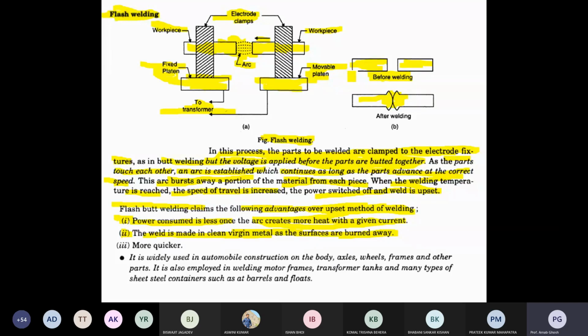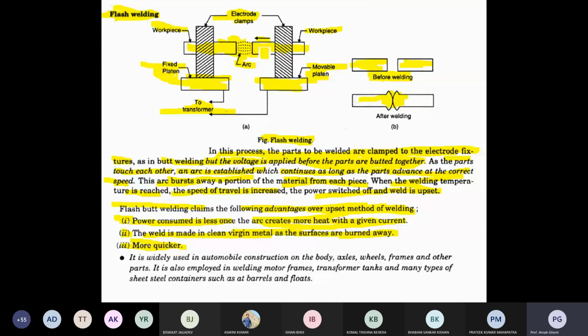When you are doing the welding, it should be clean, with a smooth surface. That's the reason. Then it is quicker. Arc welding is very fast, so the parts are joined together quickly.